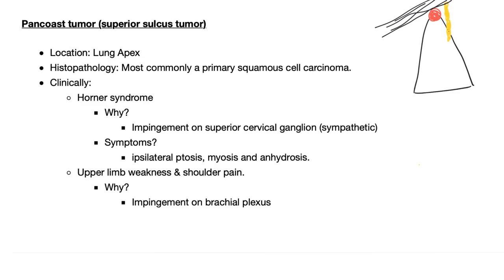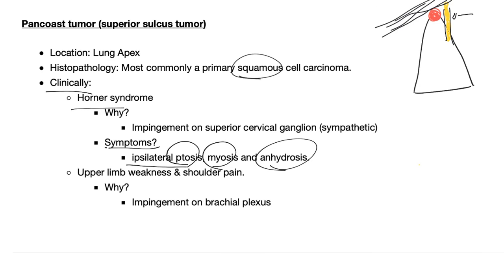Histopathology is most commonly squamous. Clinically, you can have Horner syndrome. Why? Because it can press on the sympathetic chain. Symptoms: you have ipsilateral ptosis, miosis, and anhidrosis. Upper limb weakness and shoulder pain, because it can impinge on the brachial plexus, which contains sensory fibers leading to shoulder pain and motor fibers leading to upper limb weakness.